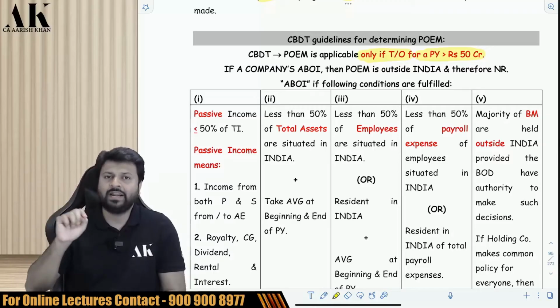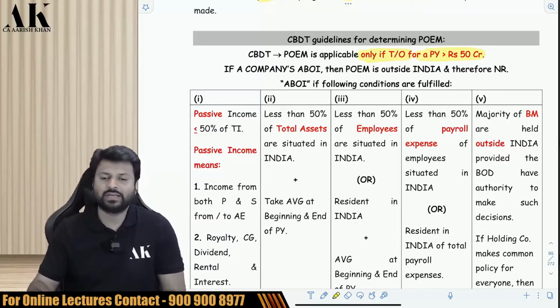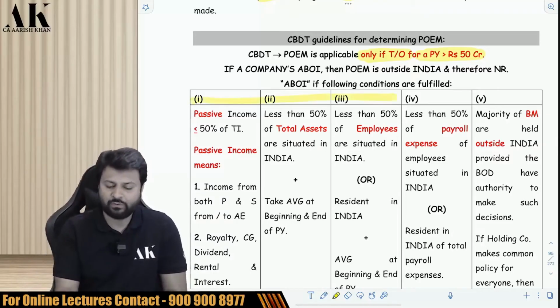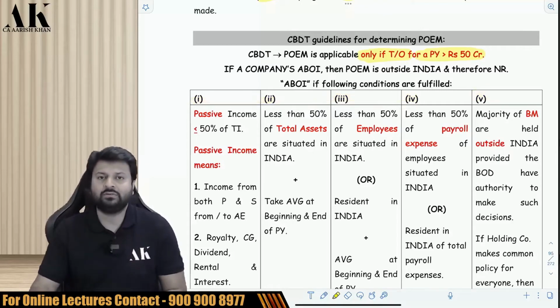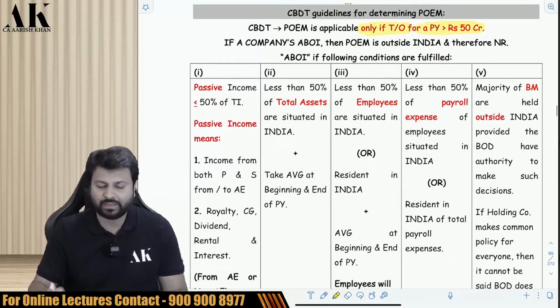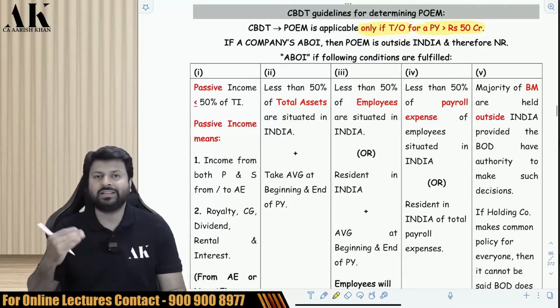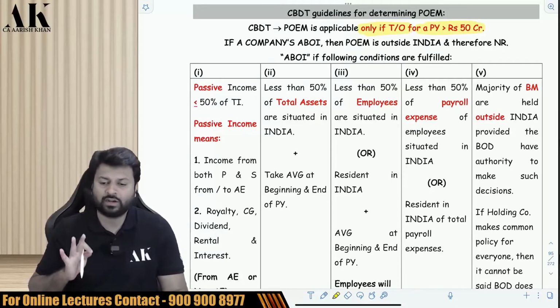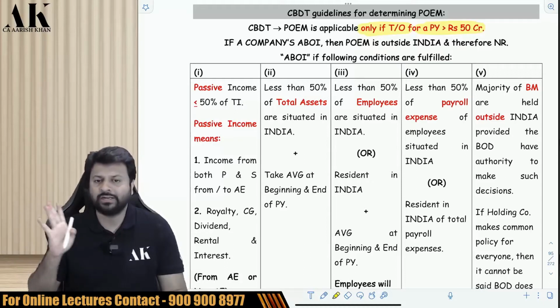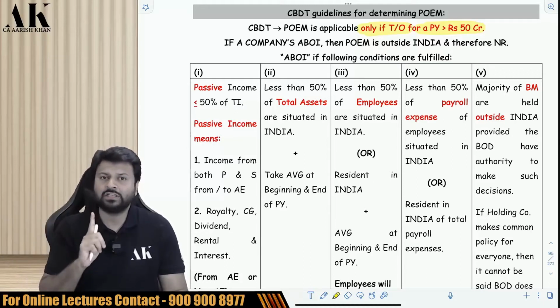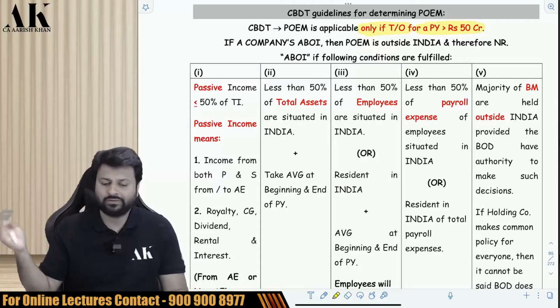So let's find out when the active business will be outside India. For that, you have to fulfill 4 conditions, and then 1 additional condition has to be fulfilled. Total 5 conditions have to be fulfilled if you want to make a company a non-resident in India. So what are the 5 conditions? We'll see all of them one by one. If these 5 conditions are fulfilled, then the company will be said to be non-resident. The active business will be outside India. But if even one of the conditions is not fulfilled, then what to do? That we'll see after some time.